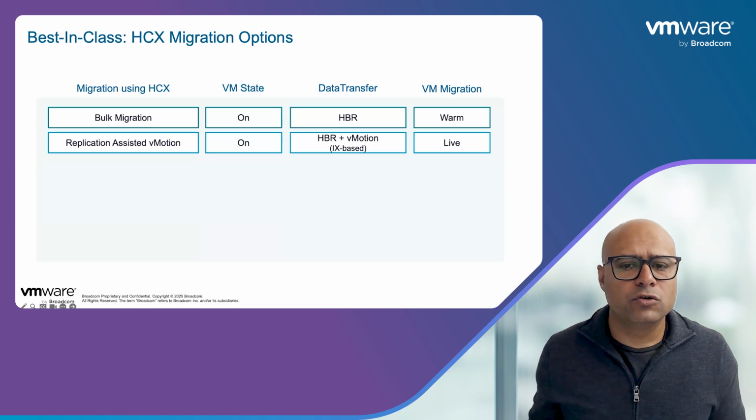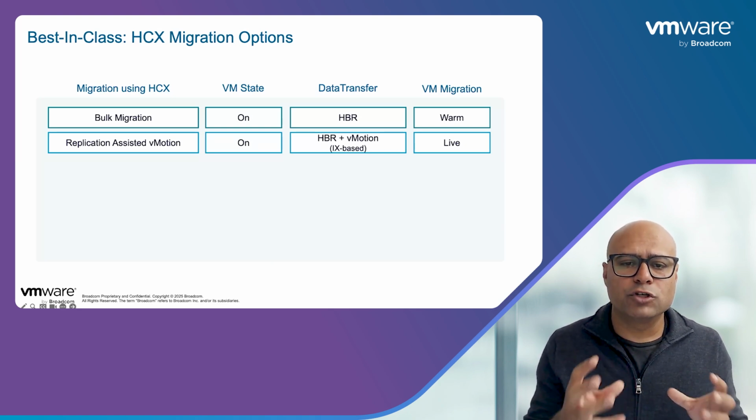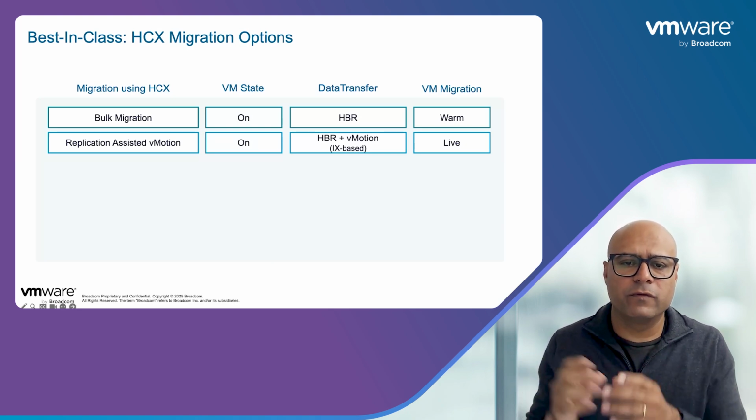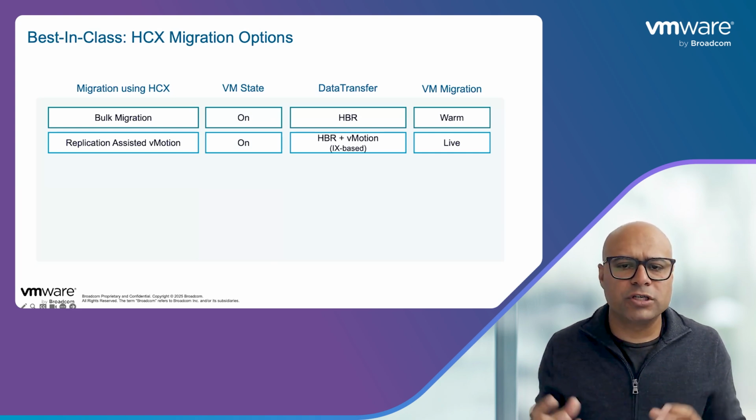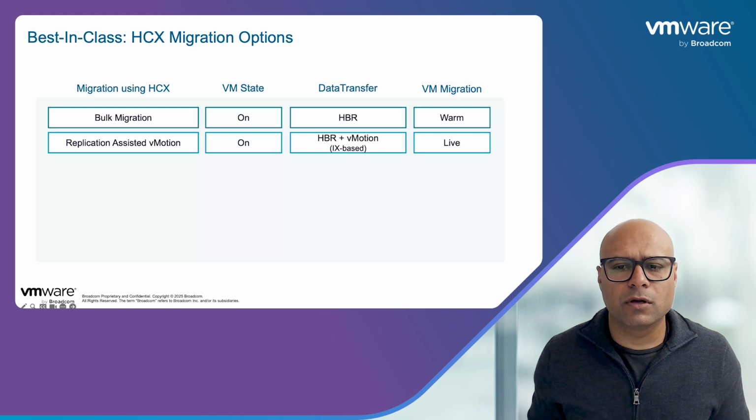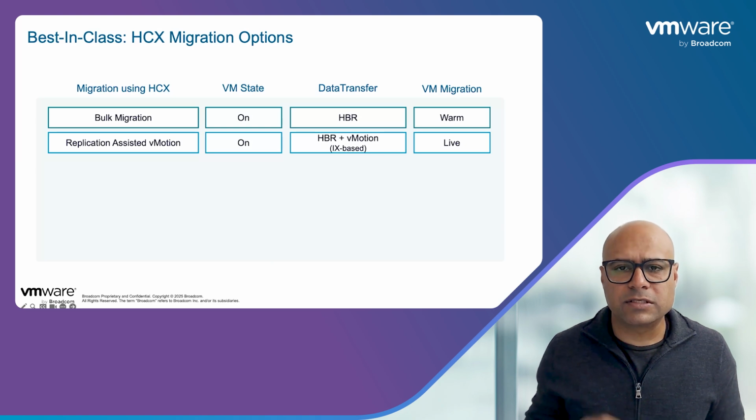RAV migration does not require L2 extension also, but it is recommended, especially if the customer is migrating multiple virtual machines in waves, so wave migration. And the virtual machine IP address and MAC address are also retained with RAV migration, and there is no downtime because underneath it's vMotion capabilities.